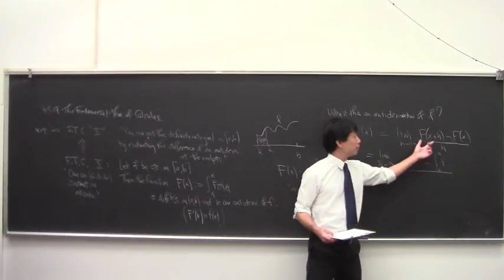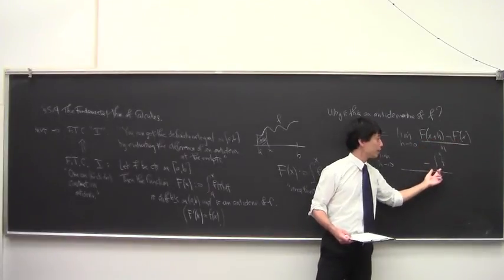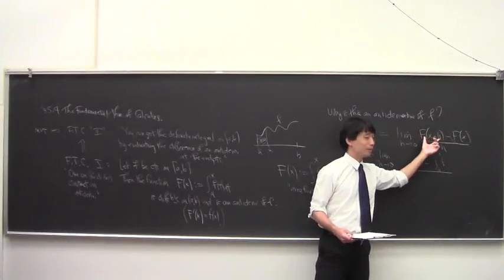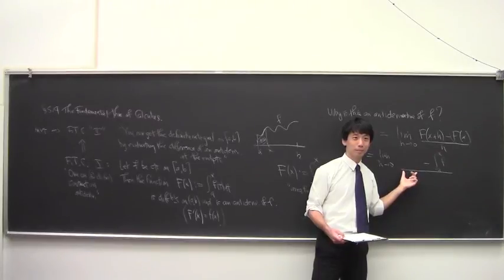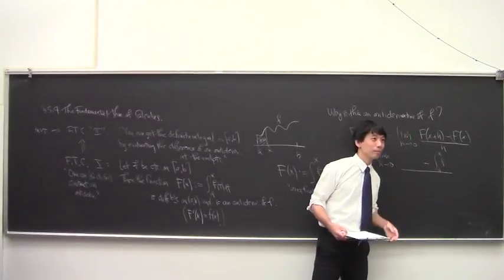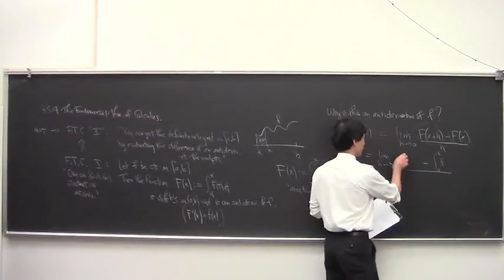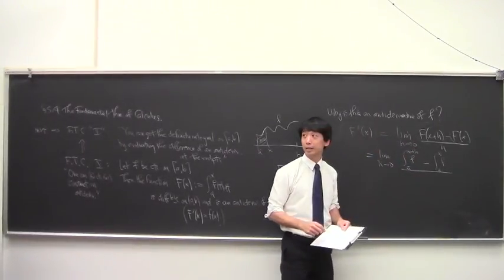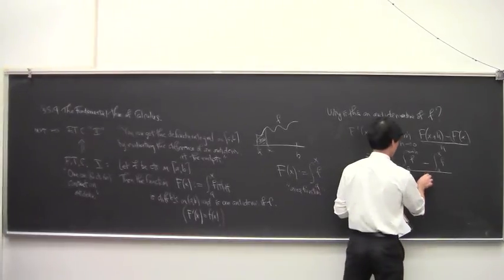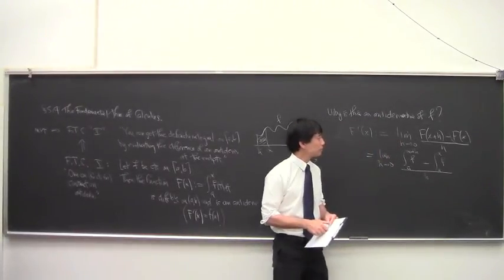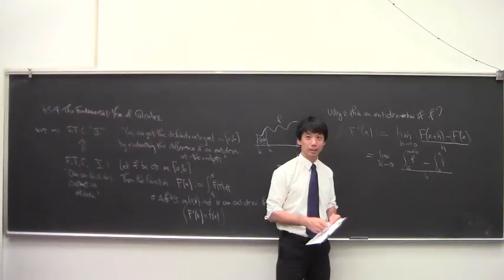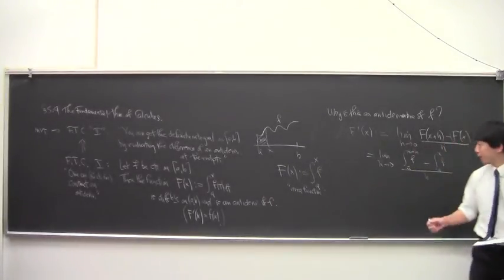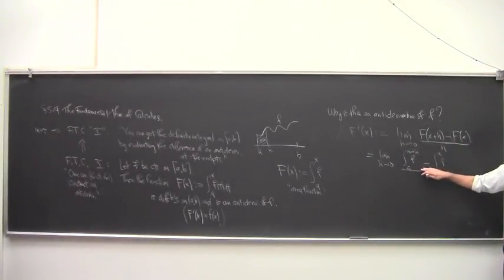Okay. Well, what's big F? Big F of x, that's the integral from a to x. Big F of x plus h, what's that? It's the integral from a to x plus h. And we're dividing everything by h, right? Okay. Can anybody simplify this a little further? The integral from a to x plus h minus the integral from a to x.